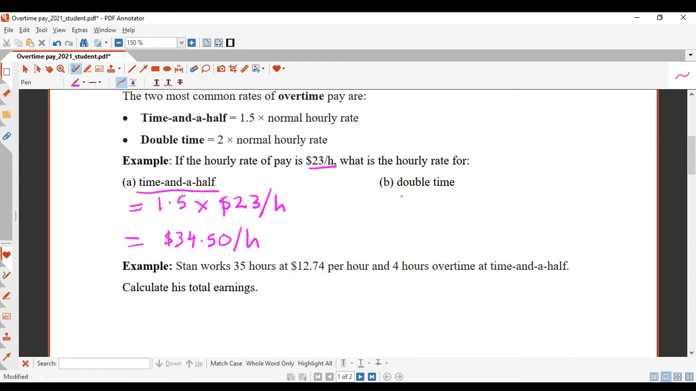Now, what about double time? Double time is 2 times your normal hourly rate, which is $46 per hour. So if you're getting paid double time, which is what everybody wants, of course, double time is double your normal hourly rate. In this case, if your normal hourly rate of pay is $23 per hour, if you get paid at double time, that's $46 per hour.